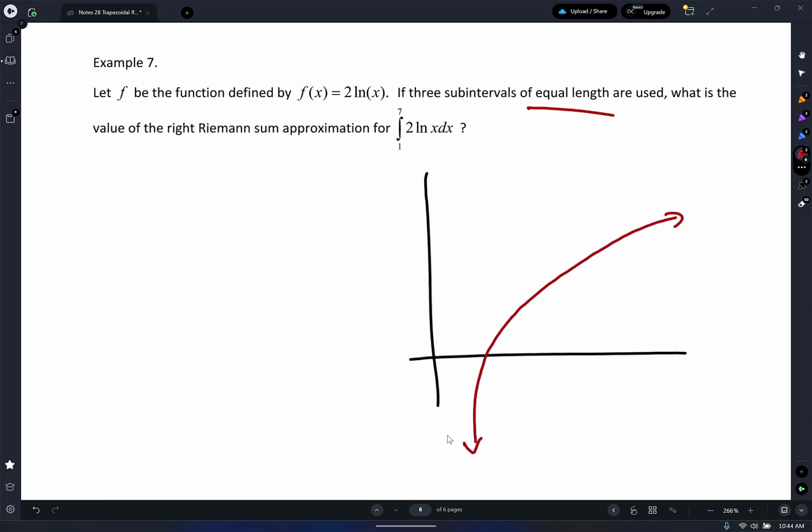It crosses the x-axis at 1. That's why they have a 1 right there. Probably. Put a 7 here. And how many rectangles do they want? 3. So let's see the difference. Okay, here it is. Delta x is 7 minus 1 divided by 3. So 6 divided by 3, which is 2.